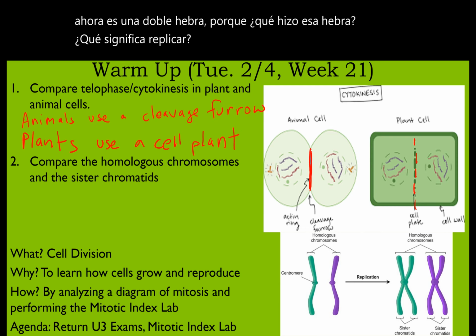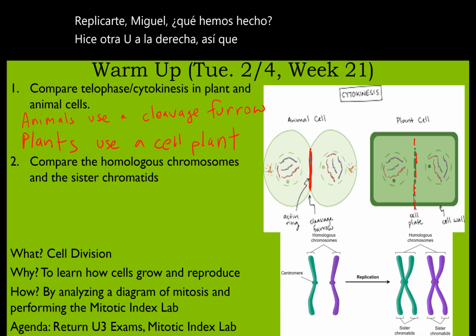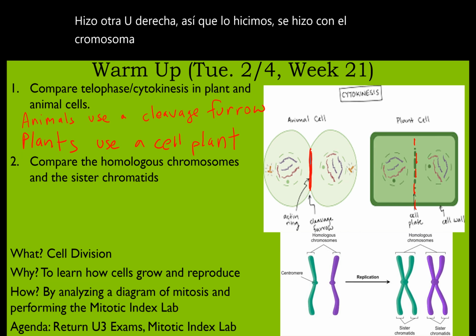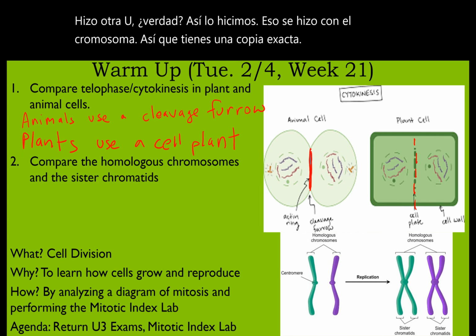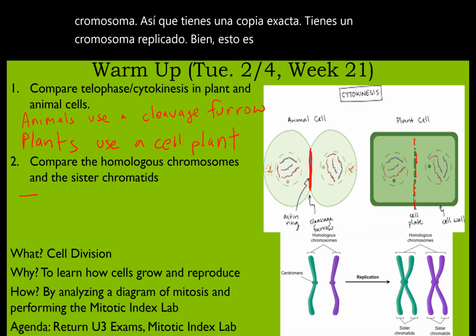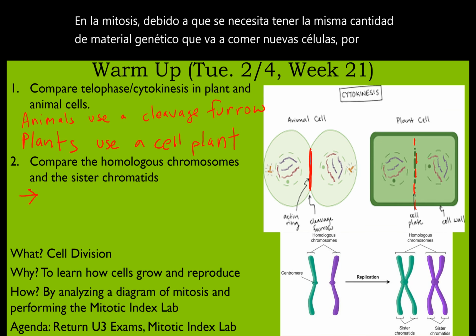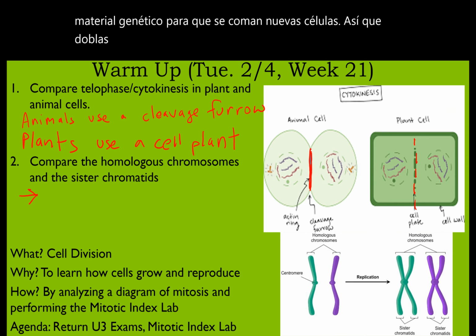If we replicate you, Miguel, what have we done? Another you. Made another you, right? So we did that with the chromosome. So you have an exact copy. You have a replicated chromosome. Okay? This is what happens in mitosis because you need to have an equal amount of genetic material going to each new cell. So you double the DNA, you replicate it.